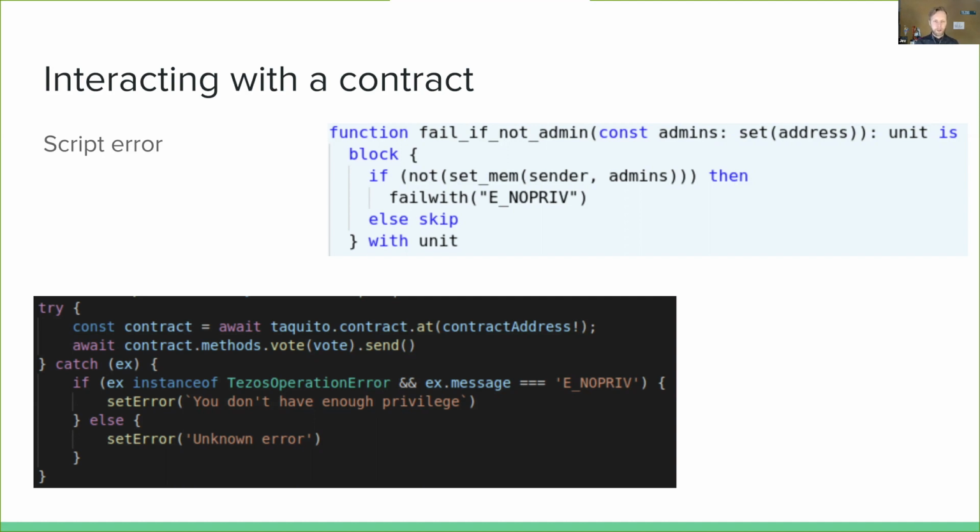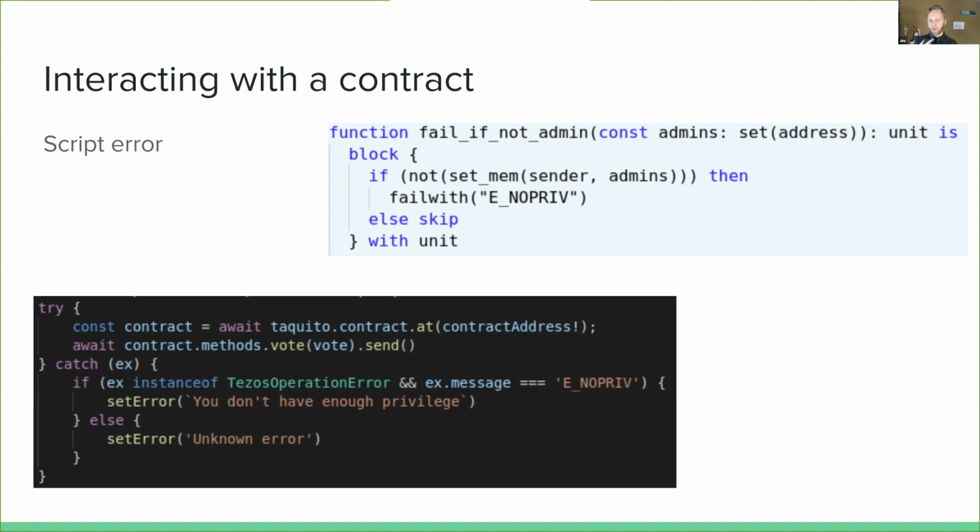LIGO, being a higher level language, has a method that corresponds to this called failwith. So you can consider this to be nearly similar to throwing an exception. And this function definition that we're looking at is checking if the sender of the operation is listed in a list of admin addresses. So it checks with an if statement whether it's there or not, and if it's not there, it fails with the error e_no_priv.